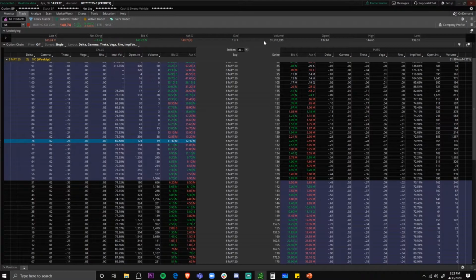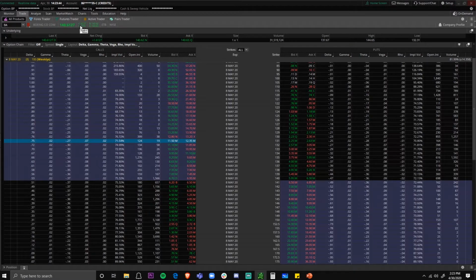Up here, you'll see the total volume traded as of today. That's 31 million. Boeing definitely has a lot of volume. The open was the open price to which Boeing opened at 137. It's high of today, it's low of today, and then the current.